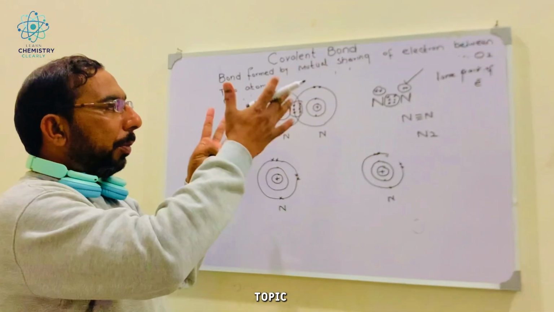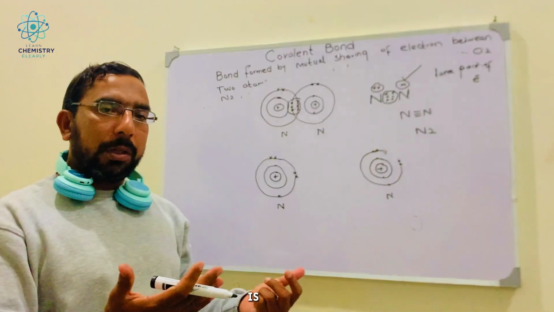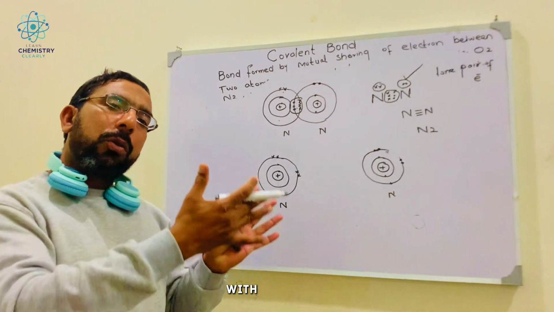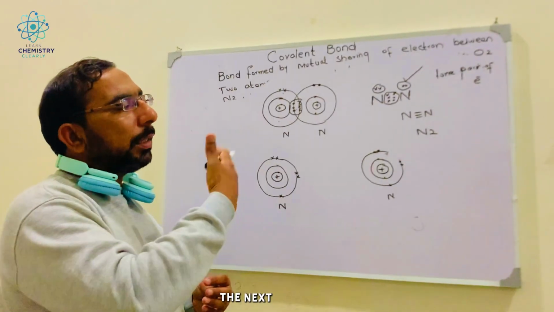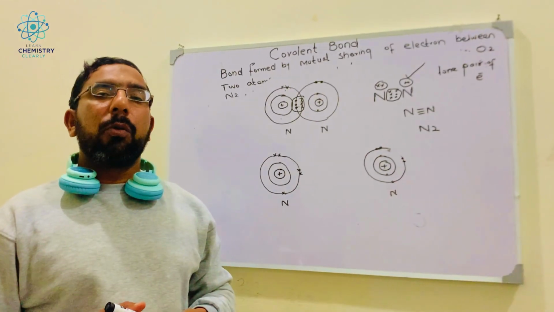Now in this topic we have learned about the covalent bond, how covalent bond is formed. We have explained its various types with suitable examples of molecules, and now in the next lecture we will try to understand the concept of coordinate covalent bond.